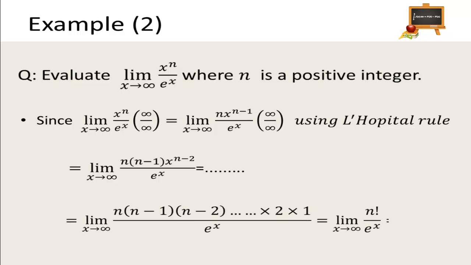Note that we could use the notation of factorial, and the value of the limit is going to be simply 0, since the denominator is going to be growing when x goes to infinity, and the numerator will be a constant, n factorial.